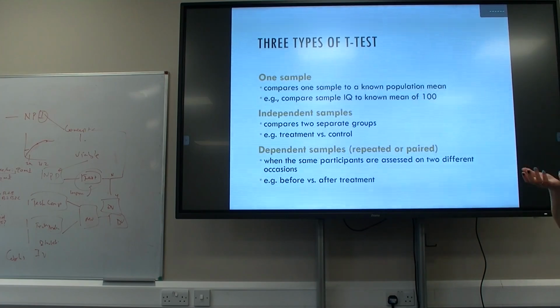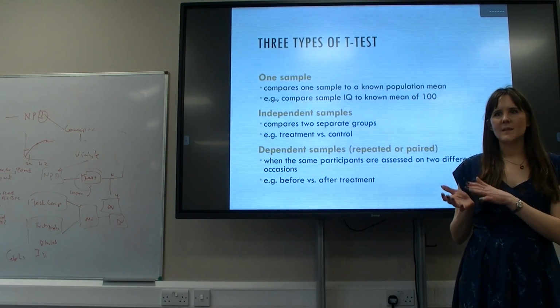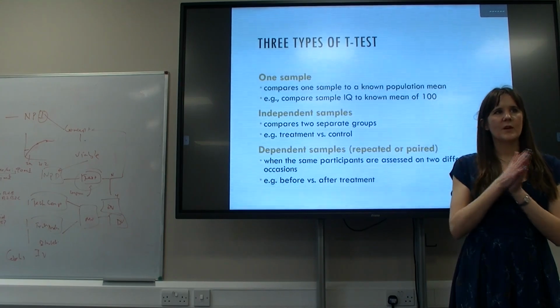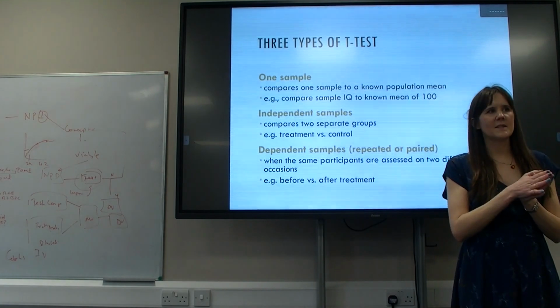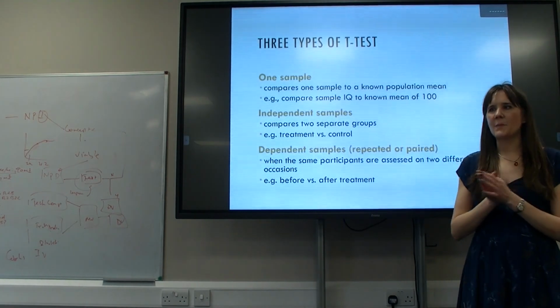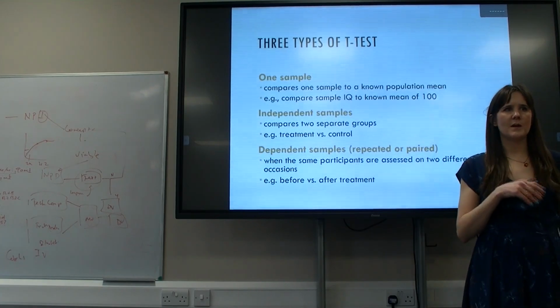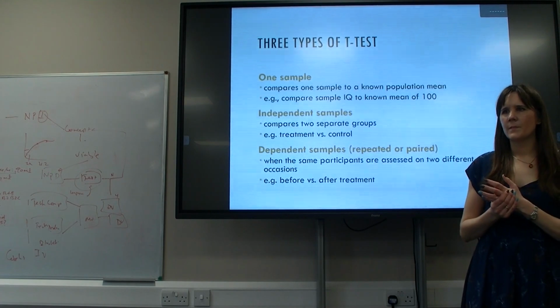So in the experiment that we did, each of you took part in the Coca-Cola test and the Asda test. So each of you has got a score for Coca-Cola and a score for Asda Cola. So that's paired samples or repeated measures because you all took part in both conditions.